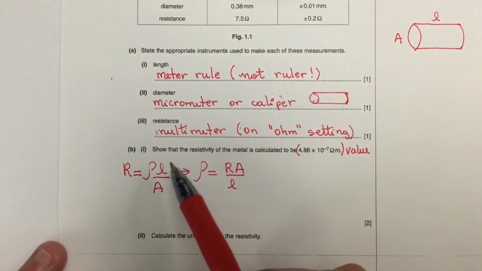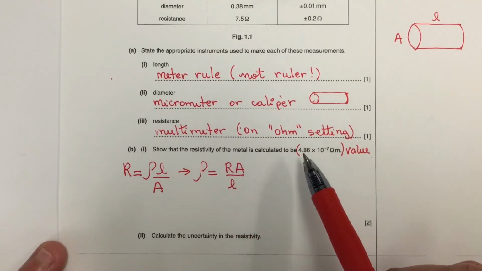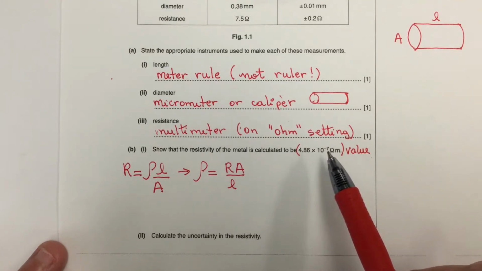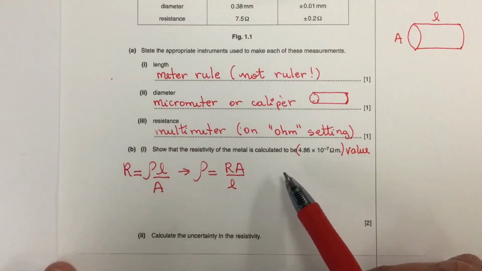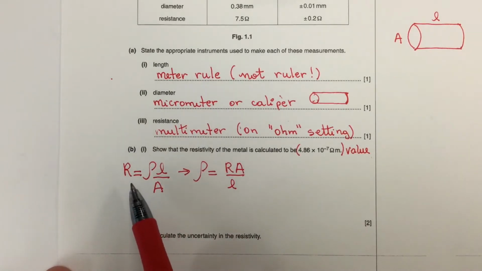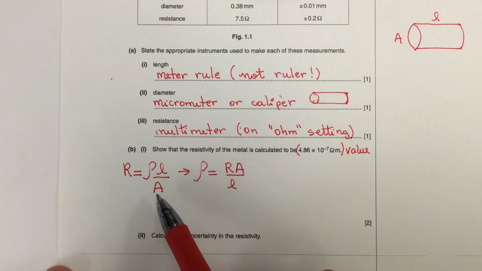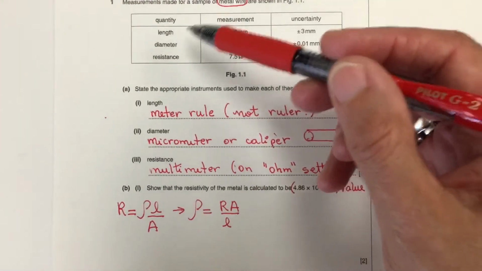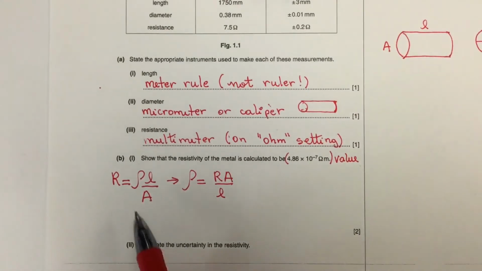The next question is asking to show that the resistivity of the metal is calculated to be 4.86 times 10 to the minus 7 ohms meter. So this is the value. We do not have to be worried about uncertainties at this point. So we have the formula for resistance in terms of resistivity, the length of a wire, and the cross-sectional area of the wire. Why am I using this formula? Well, because here on this table, that's what is provided. So that gives me a clue that this is the formula that I should be using to calculate resistivity.